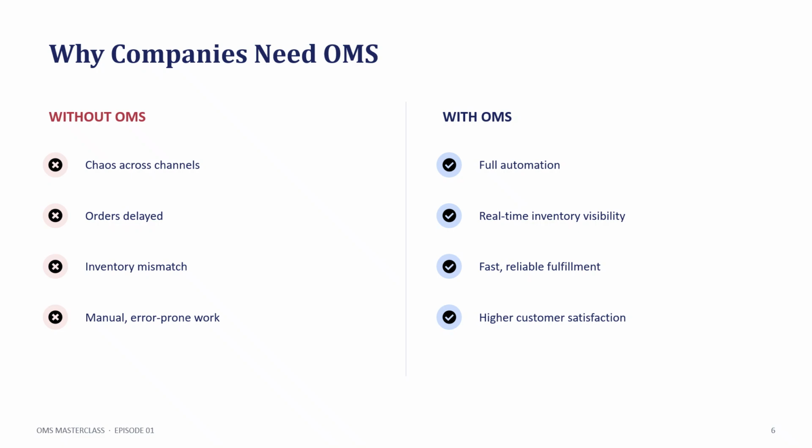It automates the entire decision making process, provides real time inventory visibility, helps fulfill orders faster, and ensures customers receive the right product at the right time. That's why almost every large retailer depends on an OMS. But this raises another question. How does an OMS actually make these decisions? Let's understand that with a real example.